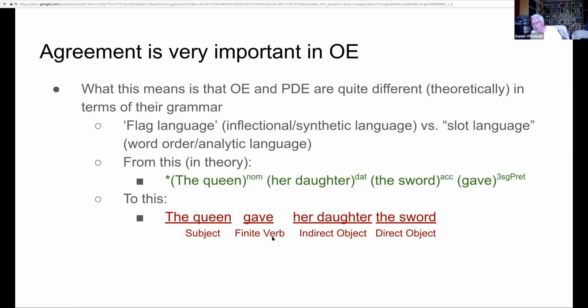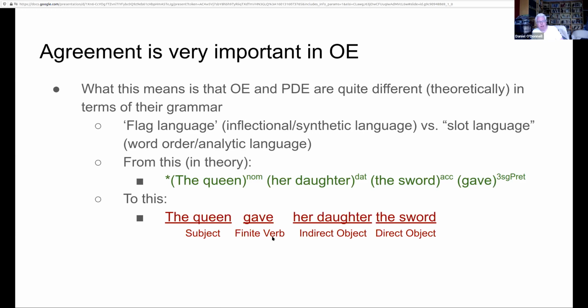And this is basically the same slide I used last time. Old English is very much a flag language. It has these endings which tell you what the function is. And modern English is a slot language. We know that something is what it is because of where it is in the sentence. And so in theory, an Anglo-Saxon could say, they actually can't say this, but they could say, the queen her daughter the sword gave. I guess they could maybe say that in a subordinate clause.